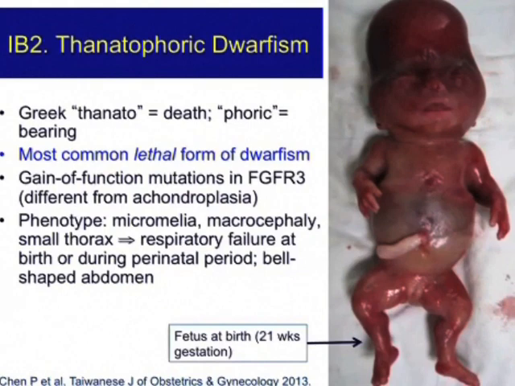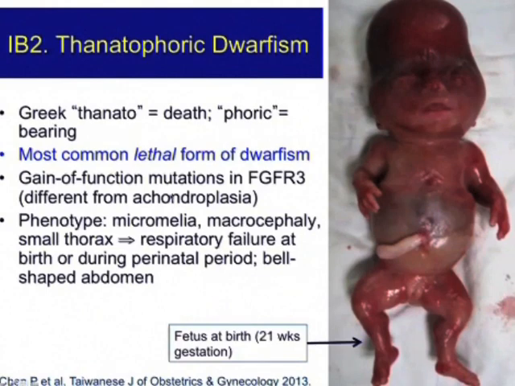This is thanatophoric dwarfism. This is a lethal form of dwarfism. And you can see this is an autopsy of a baby that, most of these kids are not going to survive, right? So the problem is still the same. It's in the fibroblast growth factor receptor. It's an activating mutation, but this is a different mutation than the one we looked at for achondroplasia.